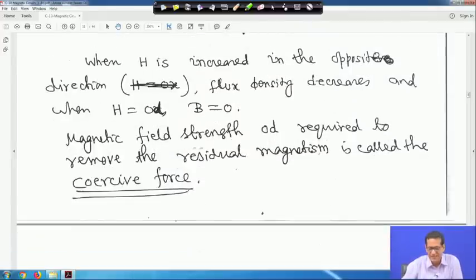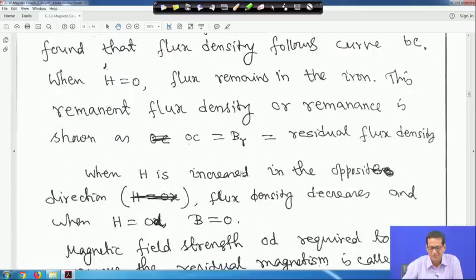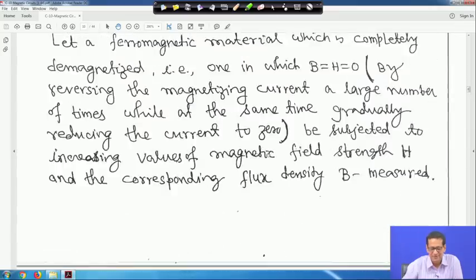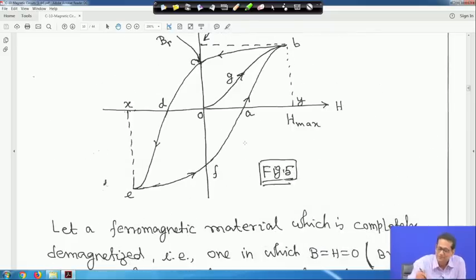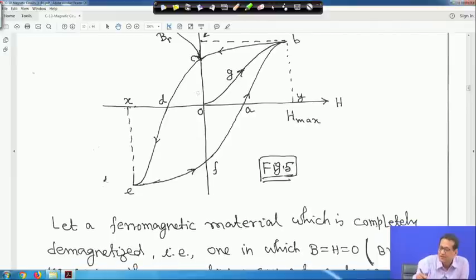And one thing is there: the magnetic field strength OD required to remove the residual magnetism is called the coercive force, right. This value, OD, is the field strength required to make the flux density 0. That is, H is equal to OD, which will be a negative value, and this is called the coercive force.